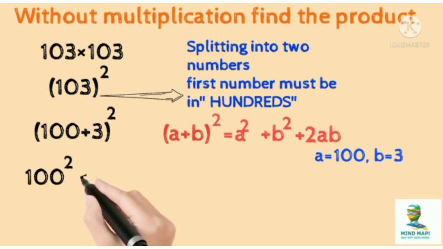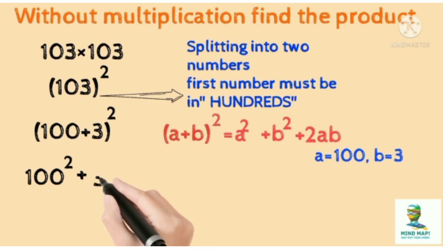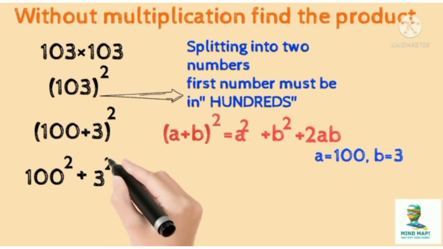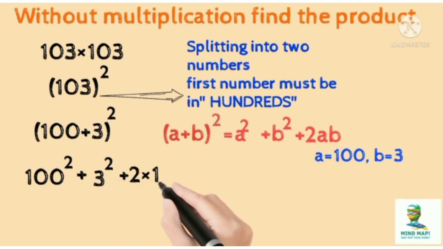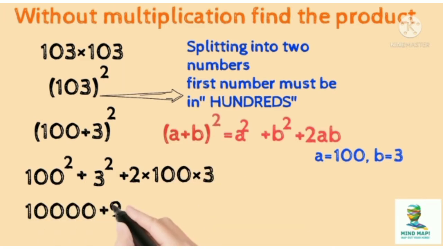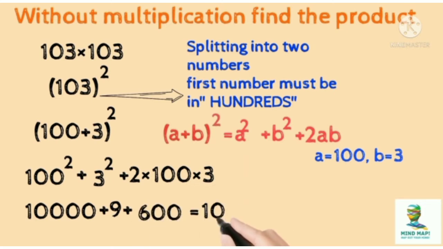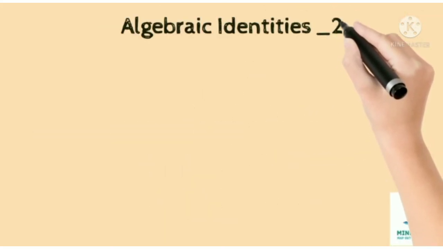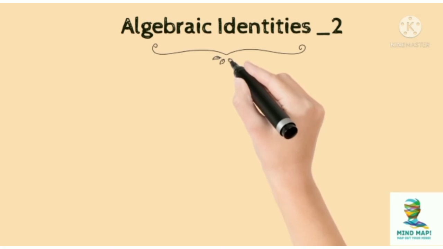So in the place of a square, I substitute 100 square, plus b square, I substitute 3 square, plus 2 into a into b, that gives me 2 into 100 into 3. So 100 square is 10,000 plus 3 square is 9 and 2 into 100 into 3 is 600. Total you get 10,609. So with or without the multiplication operation, we get exactly the same answer in both the methods.